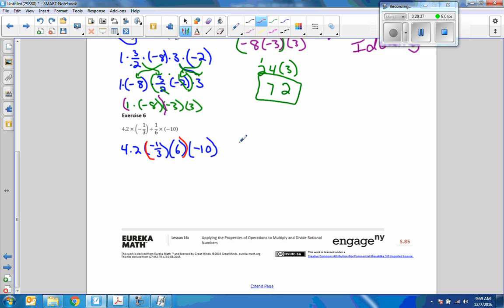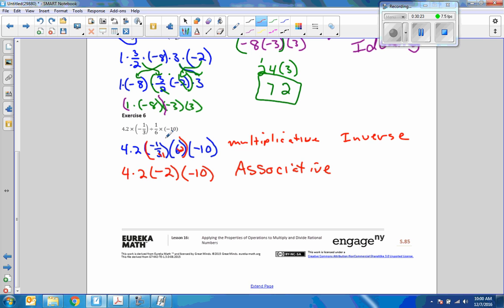So this is associative property. So that first step was multiplicative inverse. Let's write that. Okay, we flipped 1/6 and called it 6 and went from division to multiplication, multiplicative inverse. Now I'm going to do 4 times 2. Negative times a positive is negative. This 3 is a 1 and this 6 is a 2. So it's negative 2. Those cancel. Times negative 10. So since I grouped the center and did that first, that's associative.